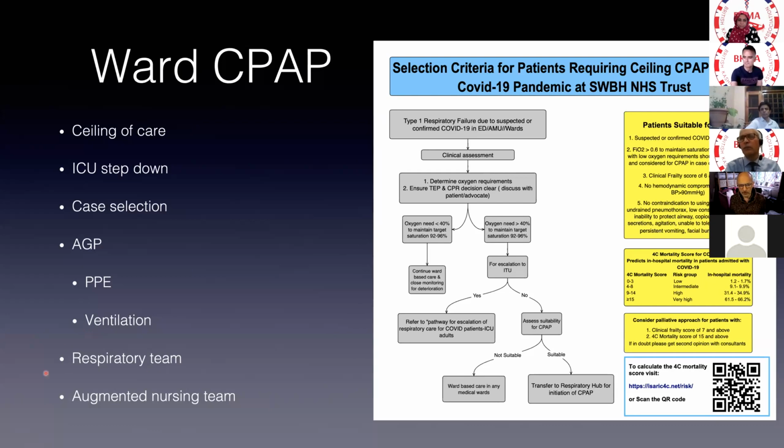We also had to pull our respiratory medical team completely off the medical rota, and we augmented the nursing team by pulling in a variety of nurses from other areas, particularly our outpatient respiratory nurses and our respiratory physiologists, who bulked out the team and did a very good job of decreasing the ITU workload.